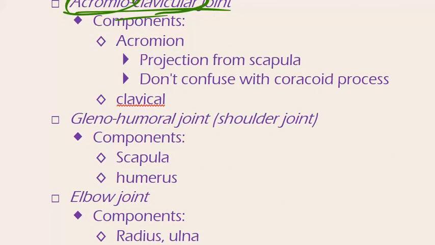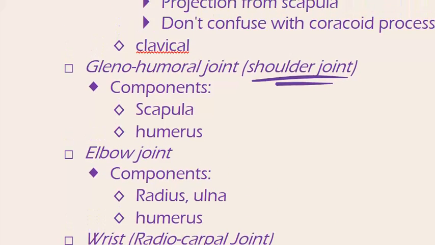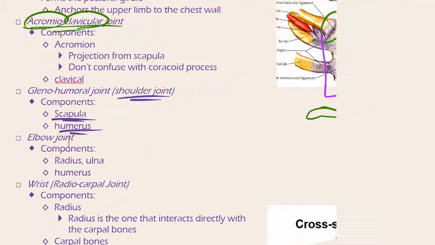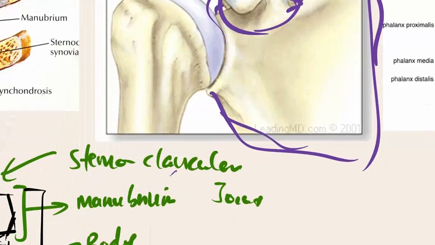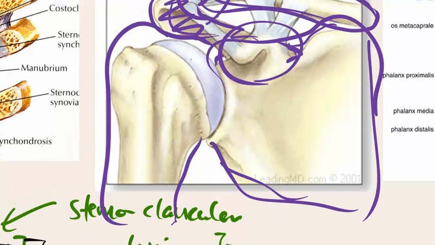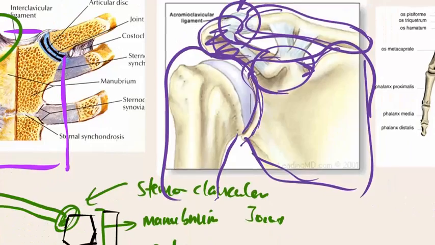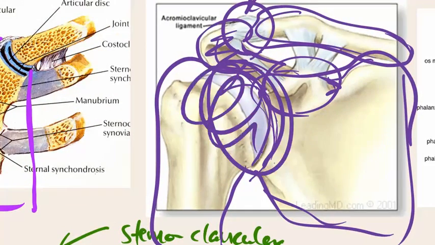So now the next joint we're considering is the glenohumeral joint, all right? And this is your shoulder joint. The components of it are your scapula and your humerus. So in this case, once again we see the scapula, and this would be your humerus. The distal part of the humerus is like half of a sphere, so it can fit into this glenoid fossa here. So then we would get the shoulder joint right here.